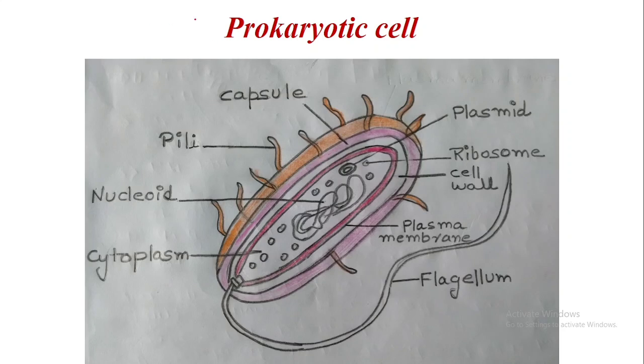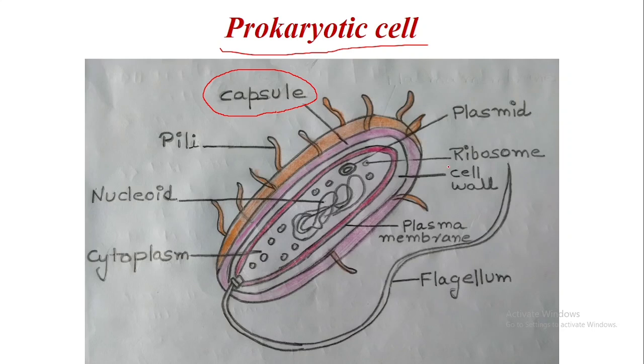Now, let us discuss the structure of a prokaryotic cell. This is the diagram of a bacterial cell. The outer layer is capsule. It is not present in all the bacteria. It is made up of polypeptide or polysaccharide. The main function of a capsule is that it sticks to the surface and it provides protection to the bacteria by hiding it from the host immune system.